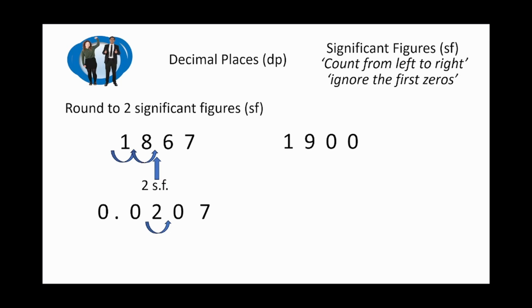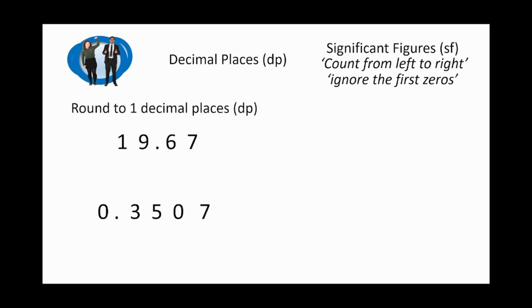For the second one, I come from the left, but I ignore those first two zeros because they're not significant. I get to the 2 and I begin to count. I go back 1. Now, I've put this 0 in between the 2 and the 7 on purpose. Because I have started to count significant figures, I continue counting, and there is my second significant figure. So 7 will round up that 0 to 1. And so those are those two numbers rounded to two significant figures.